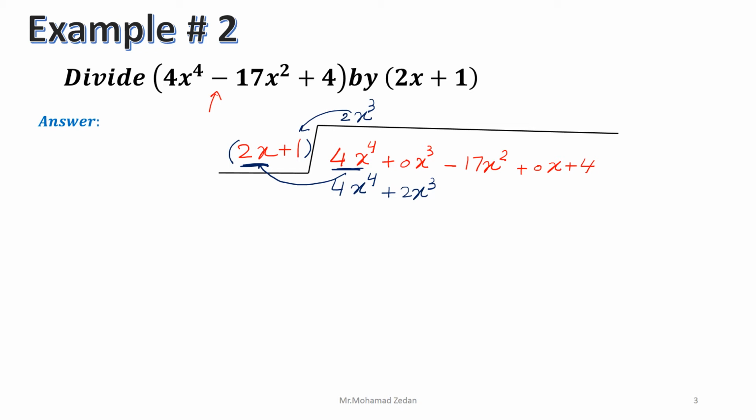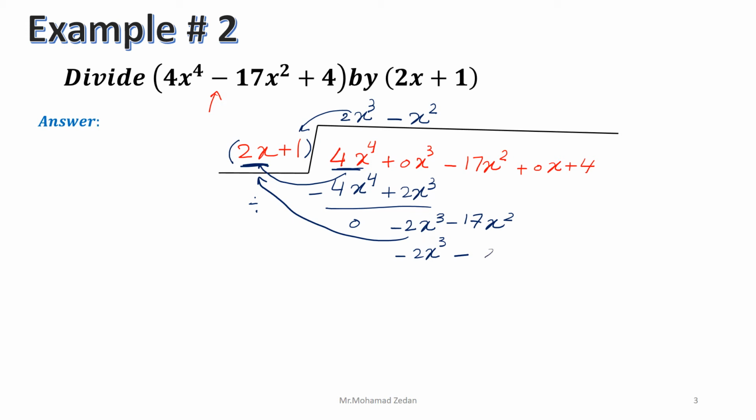Okay, so subtract. The answer is 0, and 0 minus 2 is negative 2x cubed. Bring one term, negative 17x squared. Divide negative 2x cubed by 2x. You will get negative x squared. Multiply back, you have negative 2x cubed minus x squared, since negative x squared times 1 is the same, negative x squared. Okay, subtract.